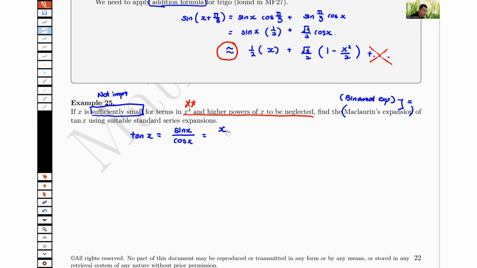Instead of the usual x, you must continue with the next term. x cubed over 3 factorial is 6. Cosine x will just be the same two terms, degree 4 and above neglected. So you have this. Anything from the denominator, we now move it up as power minus 1.